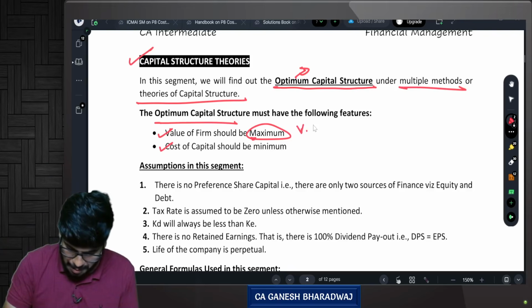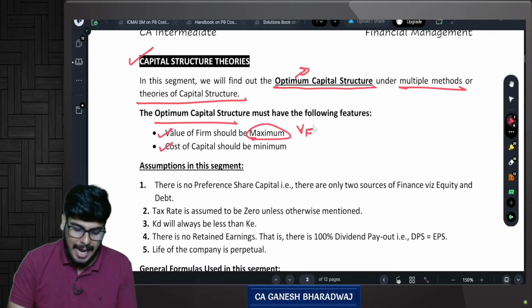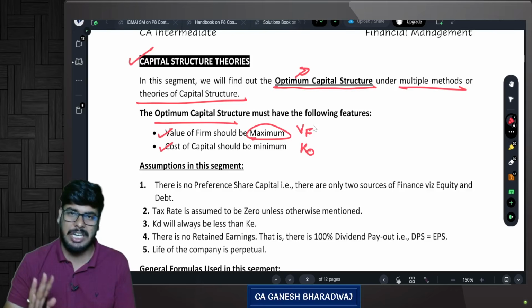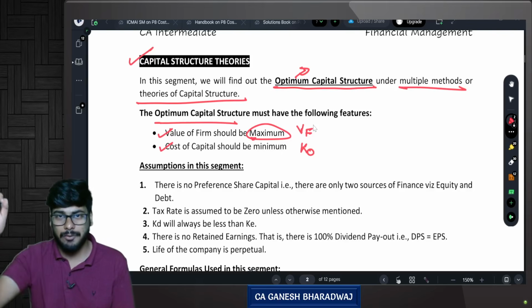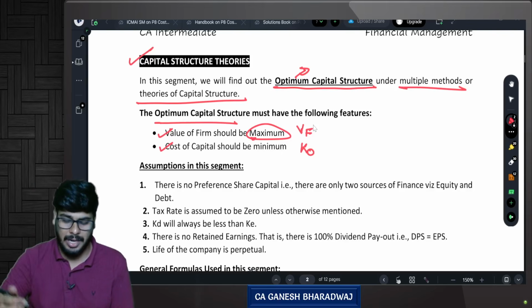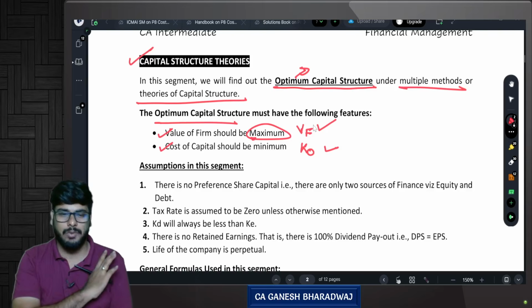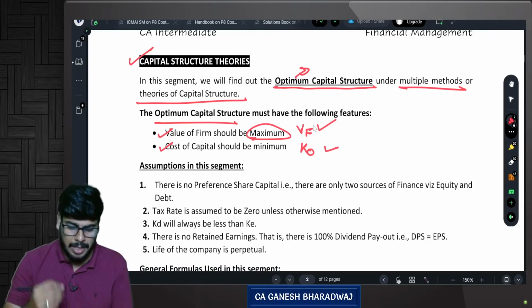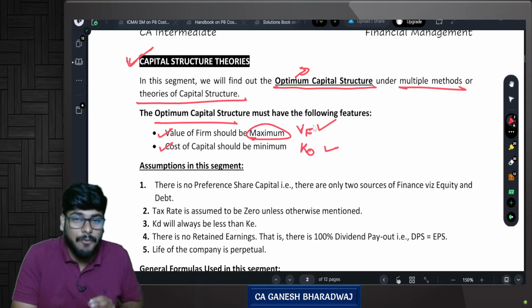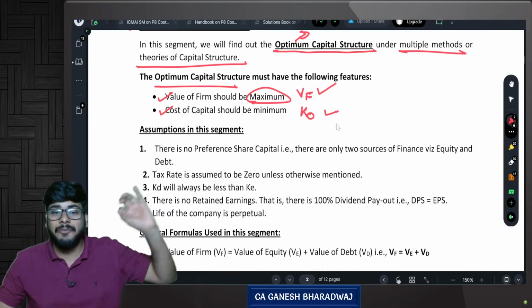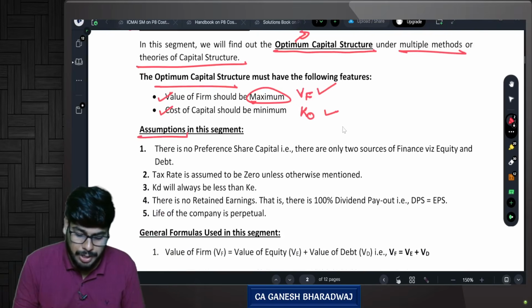Value of firm is popularly known as VF, correct? And cost of capital is known as KO. We have seen it in a previous chapter, correct or not? Yes. So they are saying the best alternative source of finance is the one that gives you the highest value of the firm and the least cost of capital. Are you clear with this? Yes. Now, for the purpose of the four capital structure theories that we are going to study, there are a few assumptions.